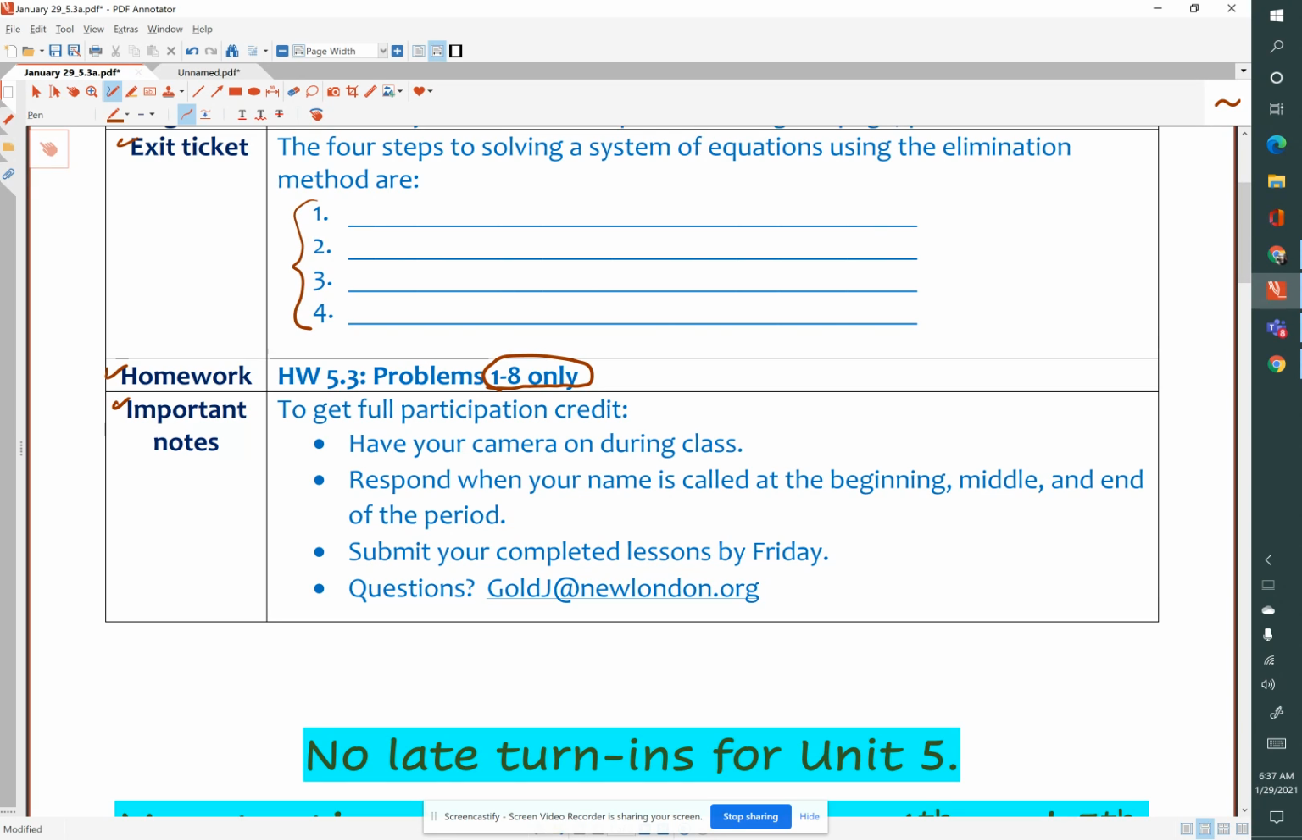You know what to do to get full participation credit, especially have that camera during our initial discussion. You respond when your name is called at the beginning, middle, and end of the period. And make sure that you submit your completed lesson. Actually, you had asked me if we can go till 8 o'clock the next day. So let's just say Saturday morning. So I'll change the due date on that. Okay, if you have any questions, please send an email.